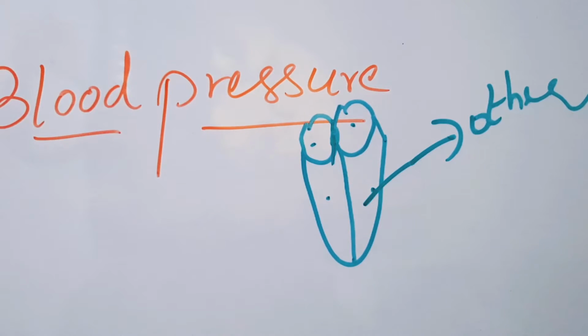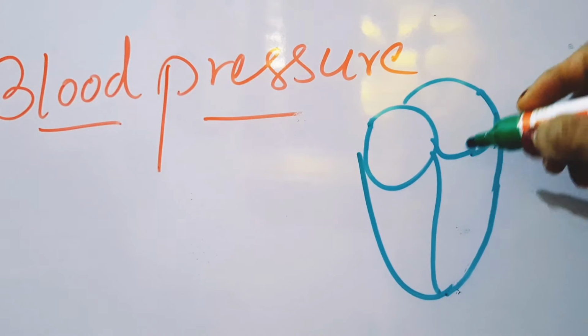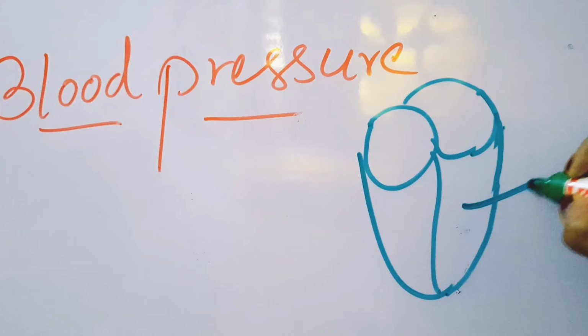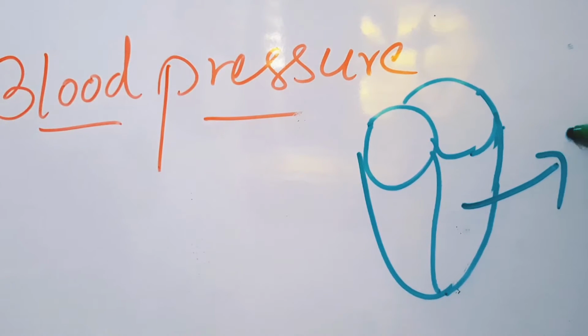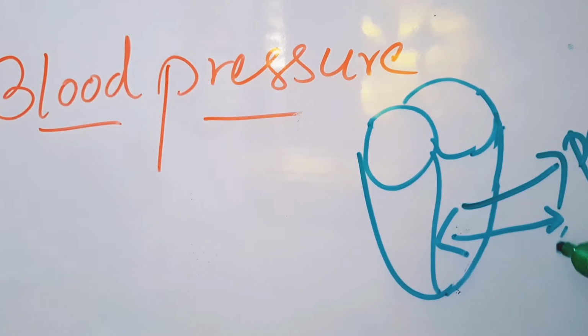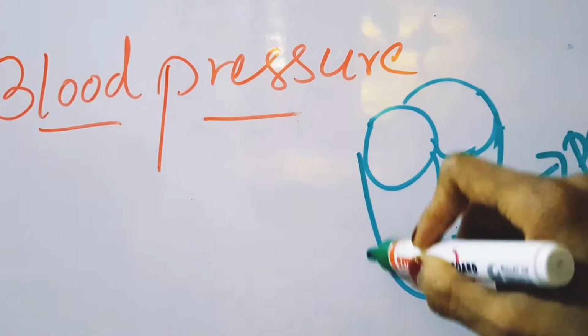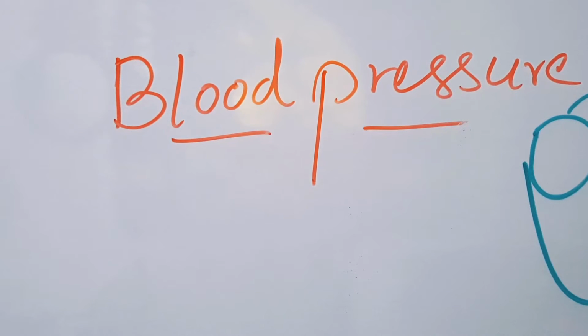Blood is carried from the heart to various parts of the body. What do veins do? They carry the blood from all parts of the body back to the heart. That is the main reason I mentioned arteries: blood pressure is the pressure exerted on the walls of the arteries.